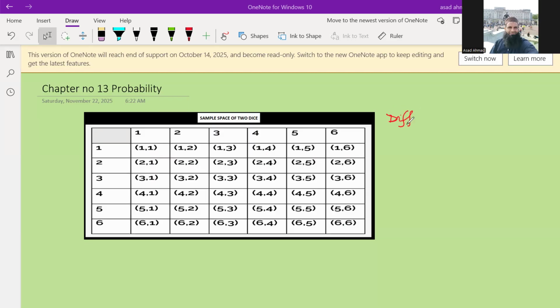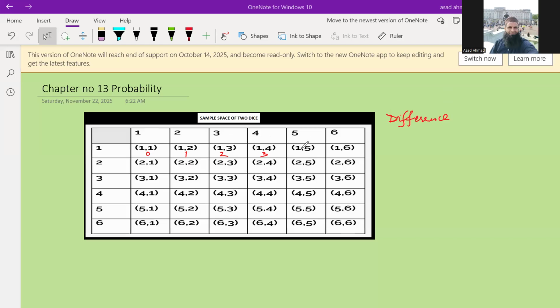So difference of faces means that you just need to do the subtraction between the two possible outcomes, and the rule of difference will be larger minus smaller in each outcome. For example, 1 minus 1 will give you the difference of 0. 1 comma 2 means 2 minus 1. Larger is 2 and 1 is smaller, so we will do the difference. 2 minus 1 means 1. Then difference will be 2.